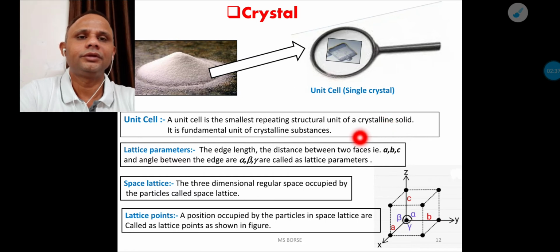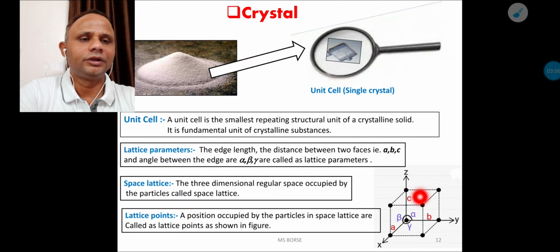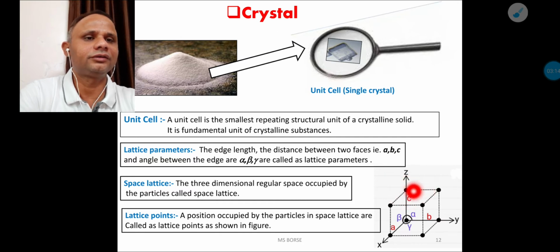If you study this unit cell, you can put it into three coordinate axes. This is a schematic representation of the unit cell. Before studying or analyzing this unit cell, you can put it in the three coordinate axes. This unit cell has a number of edges, that is, the distance between two faces, and there will be 6 faces of the unit cell.